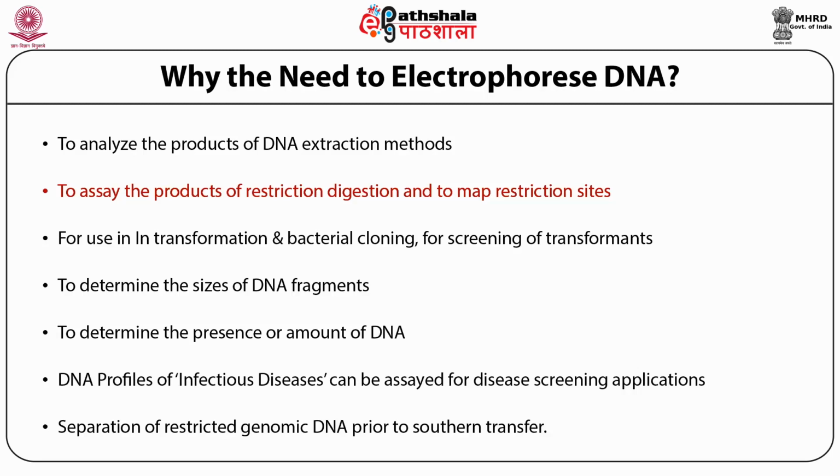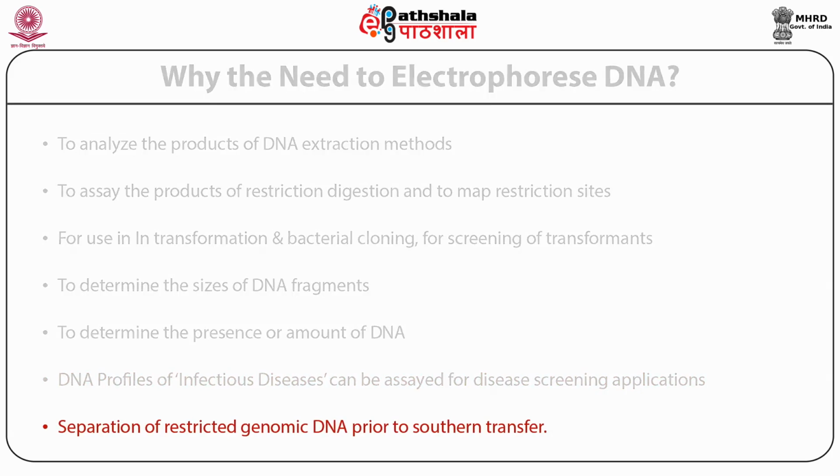In human genomics, restriction enzyme mapping where restriction fragment length polymorphism is used, agarose gel electrophoresis can be employed. DNA profiles of infectious diseases can be assayed for disease screening applications. And lastly, separation of restricted genomic DNA prior to the Southern blot experiment.